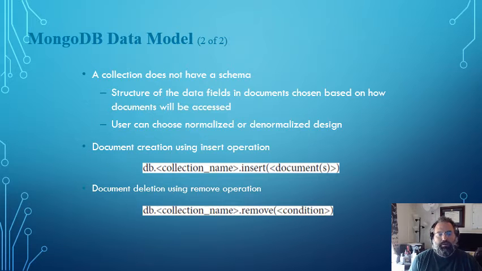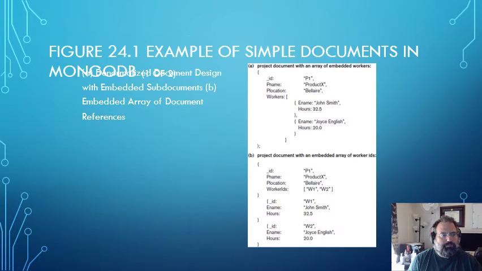Users can normalize or denormalize the design. Document creation is done by using an insert command. You insert a document into the collection. Document deletion uses the remove operation to remove the document from the collection. So in that regard, you can think of a collection as being similar to a table, and a document being something similar to a row in a table from a relational perspective. It's a little more complex than that because they don't necessarily have to be the same structure or schema, but it's that kind of concept.